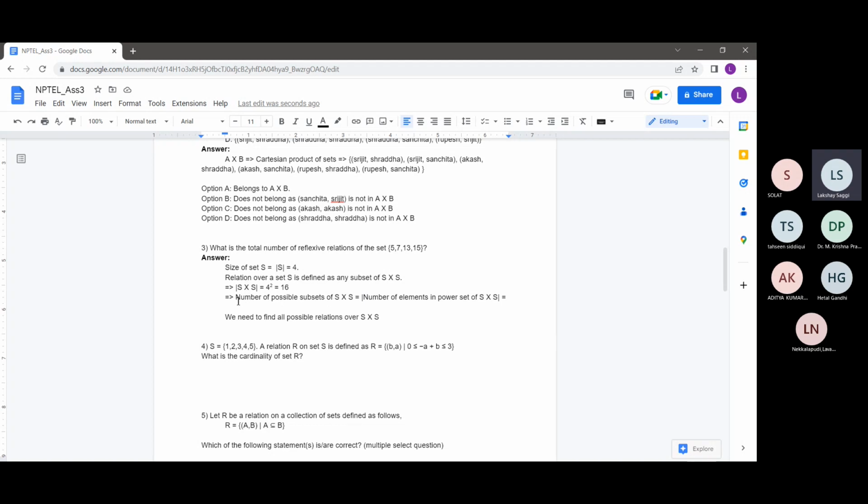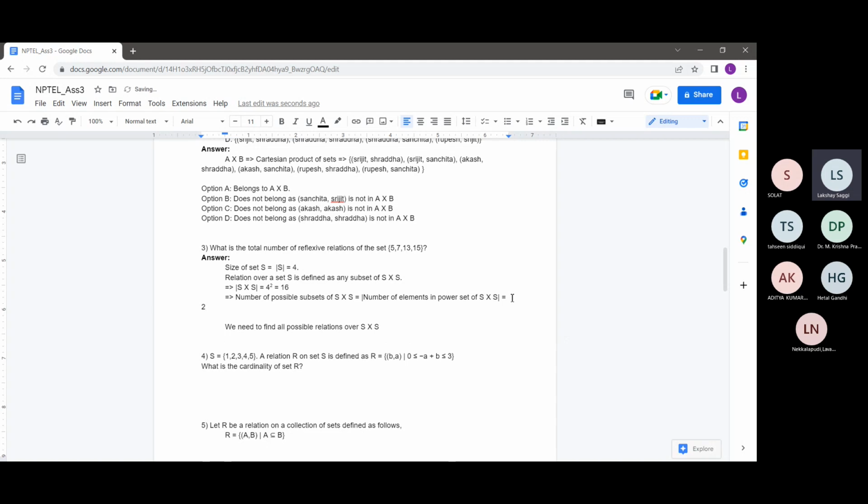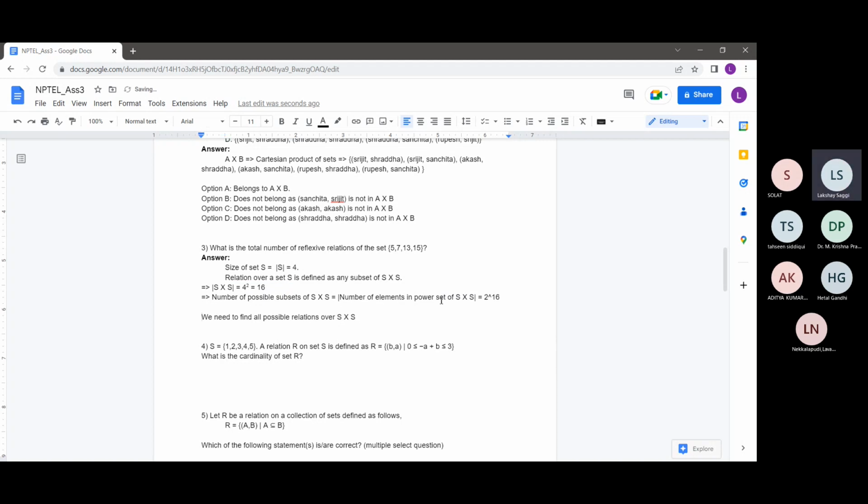So to find the number of possible subsets of this set S cross S, we can take any possible element of S cross S, and we have two choices: whether to include it or not include it. So the number of possible subsets would be, since there are two choices and a total of 16 elements, 2 to the power 16, right? So the number of possible subsets will be 2 to the power 16. I hope this is clear to everyone.